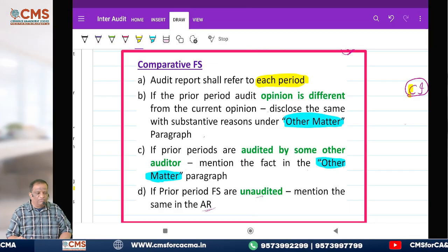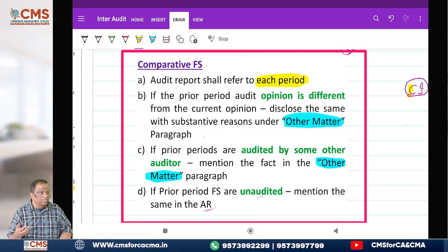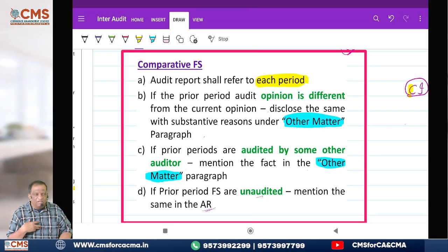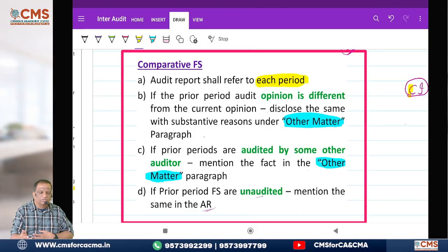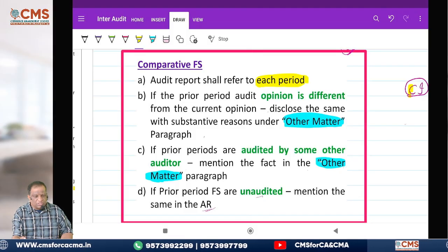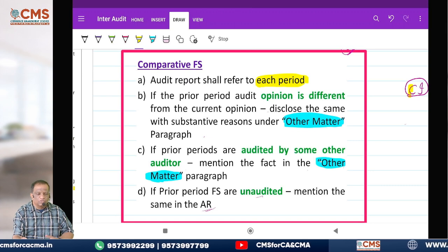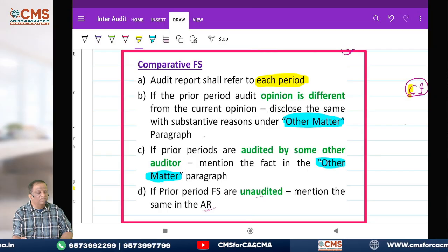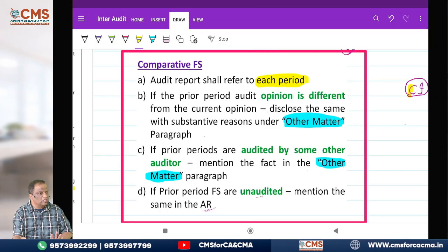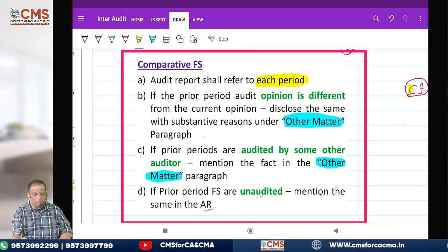As a professional, I should not let that mistake continue. Whenever I realize that it's my mistake, I should stand up and say it's my mistake. So now I want to say that the financials I have signed are not correct. So there are those kinds of scenarios. If your opinion at that time is different from the opinion now on the same financials, then include that with the substantive reasons in the other matter paragraph.